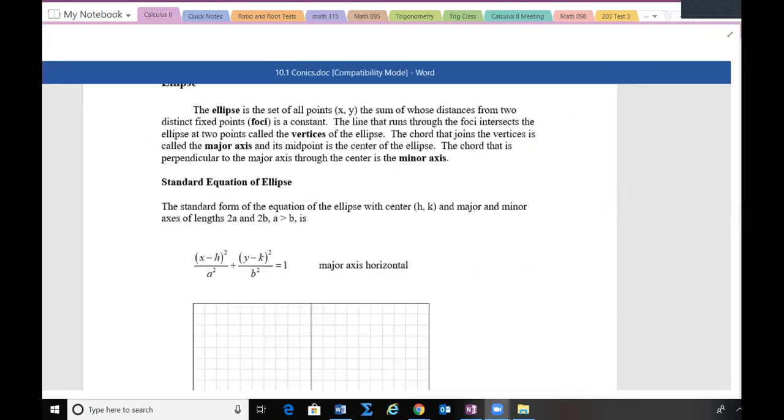All right, now we've got the ellipse to talk about. Now the ellipse is a little different. Here's the description of your ellipse based on these sets of points, just as in the last one. So the ellipse is the set of all points, the sum of whose distances from two distinct fixed points, foci, is constant. Okay.